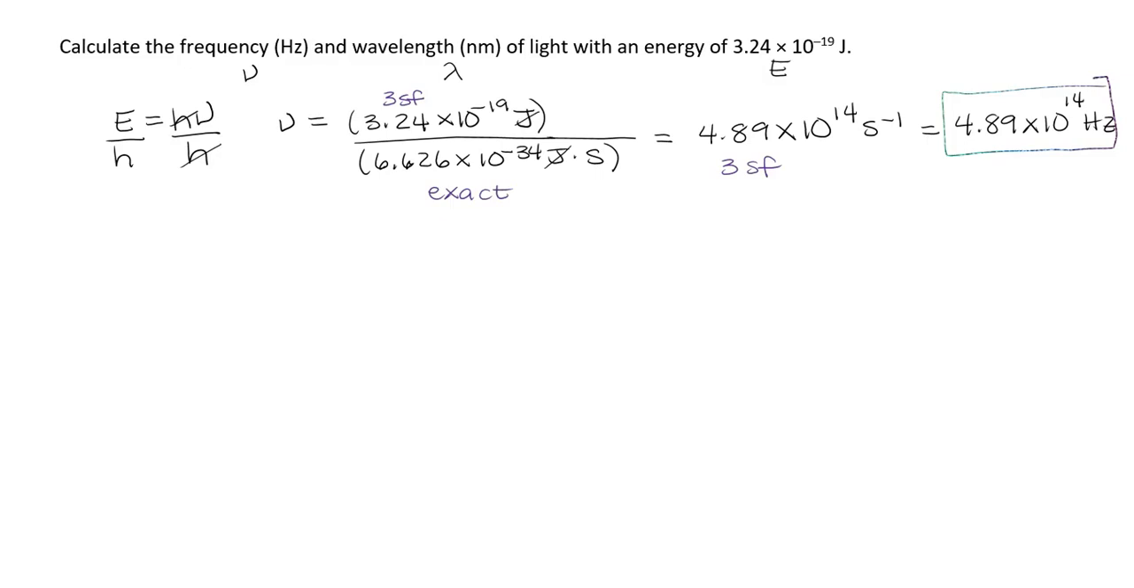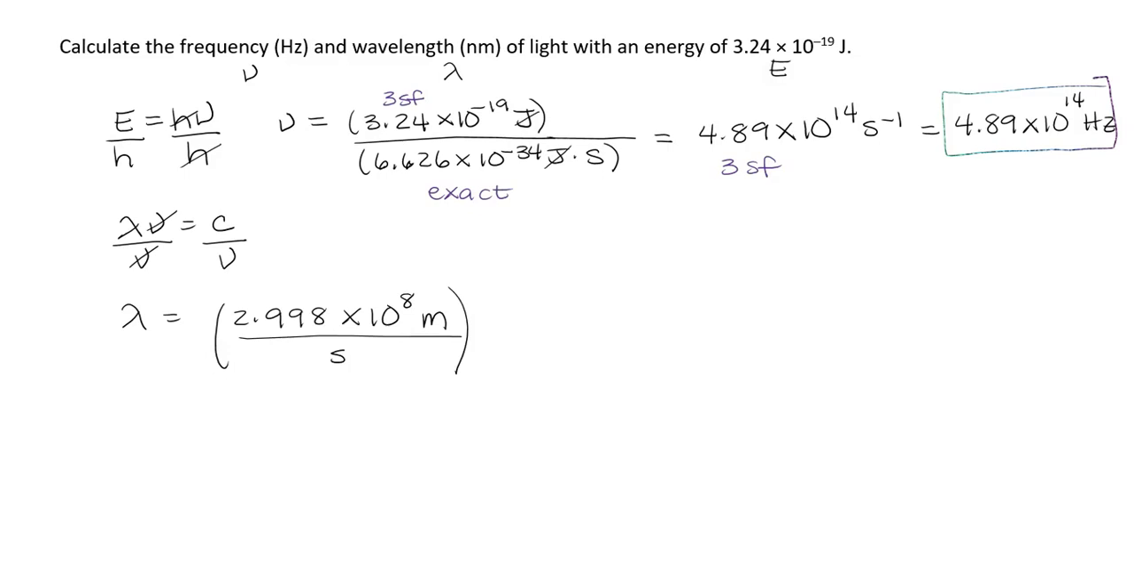The second part of this is to calculate the wavelength. So I can either use the equation E equals hc over lambda, or I can use lambda nu equals c, because I now have the value for frequency. So if I divide both sides by nu, I get lambda equals c over nu. So lambda equals c, 2.998 times 10 to the 8th meters over seconds, again setting up c with its own conversion factor, divided by frequency. So frequency will be in the denominator, 4.89 times 10 to the 14. Instead of writing hertz, I'm going to include the units in terms of seconds. So the units were seconds to the minus 1, which means seconds will flip to the top.